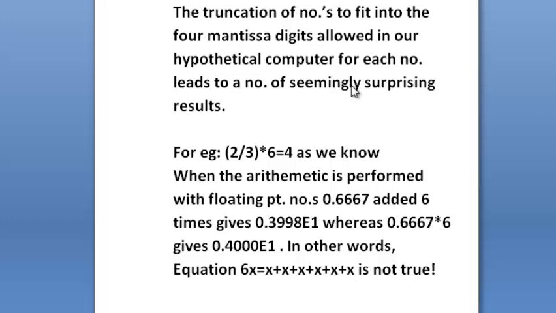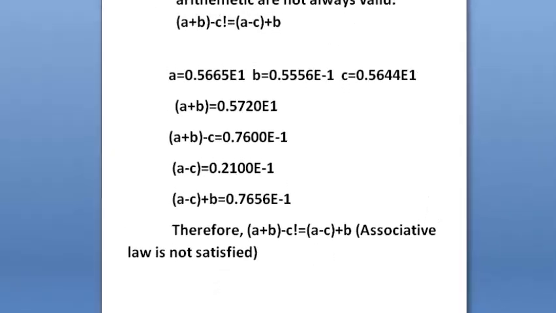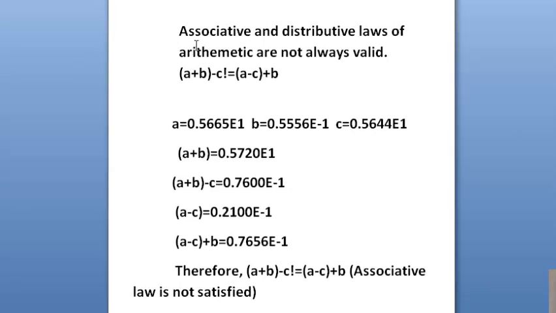Moving on, we can see the next consequence of floating point representation, in which the associative and distributive laws of arithmetic are also not always valid. Let's begin with the associative law, which says that (a plus b) minus c is equal to (a minus c) plus b. Here we can take some values of a, b and c like this: a equals 0.5665 E1, b equals 0.5556 E minus 1 and c equals 0.5644 E1.